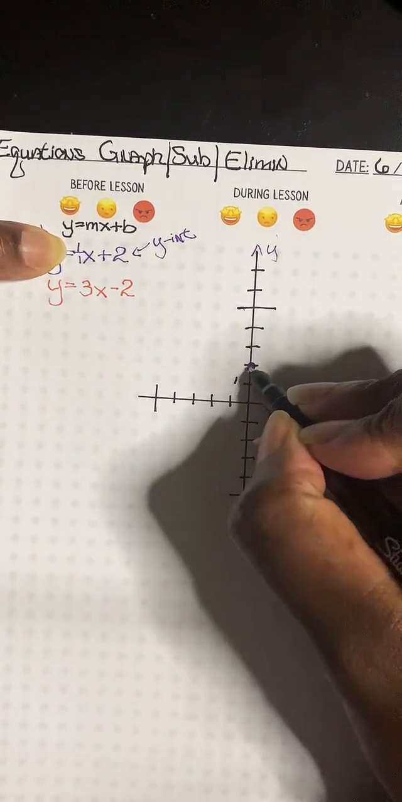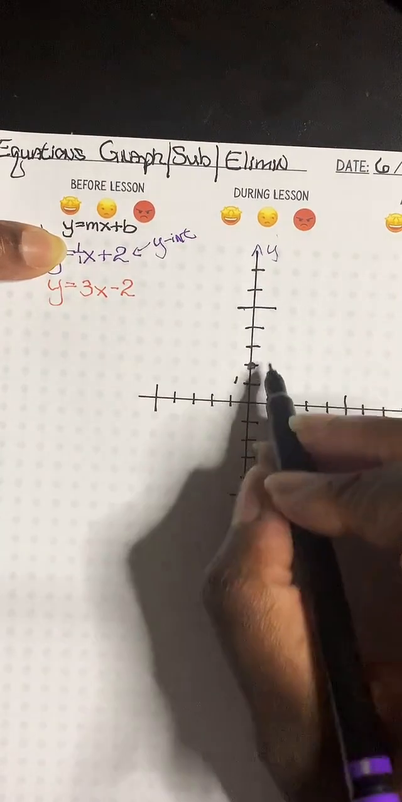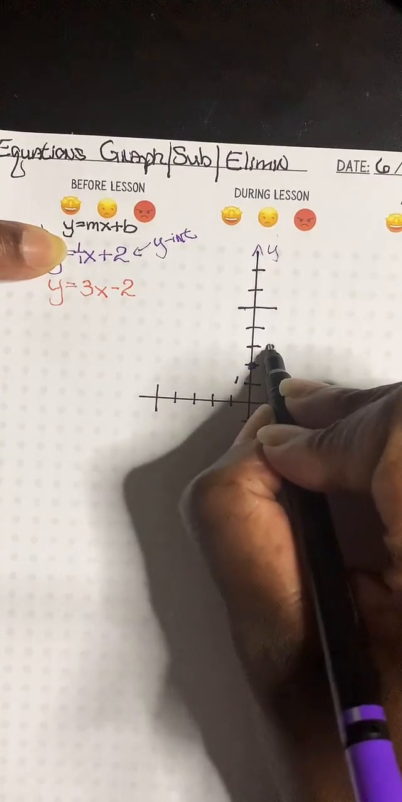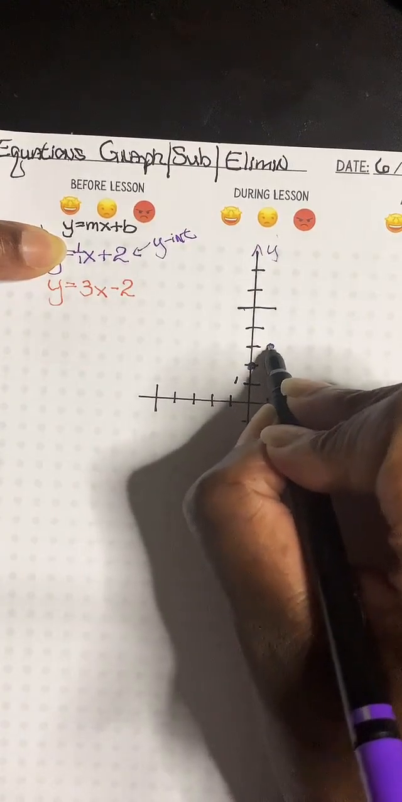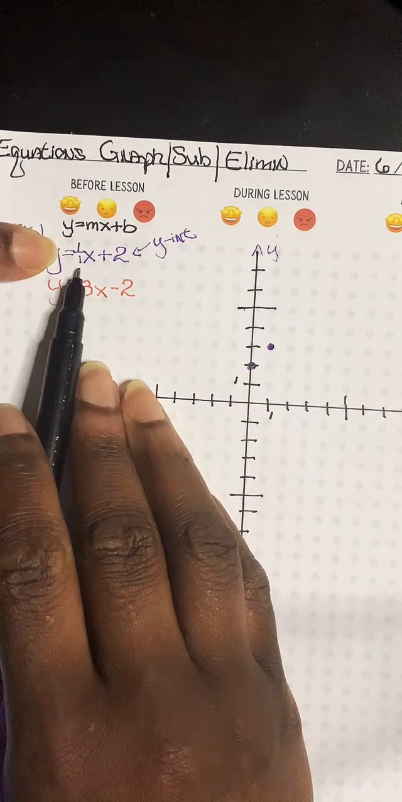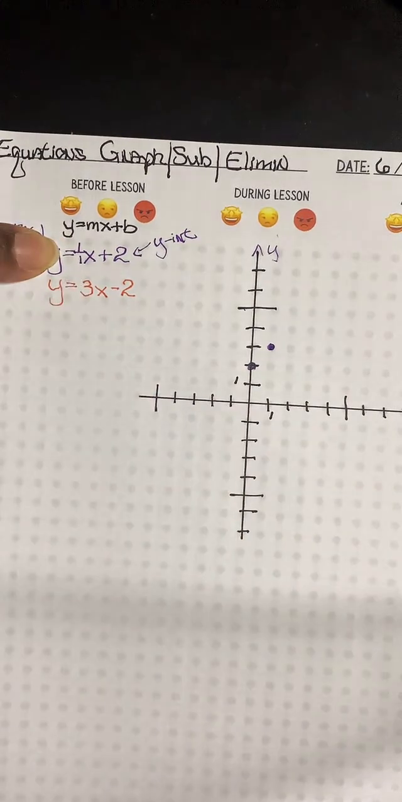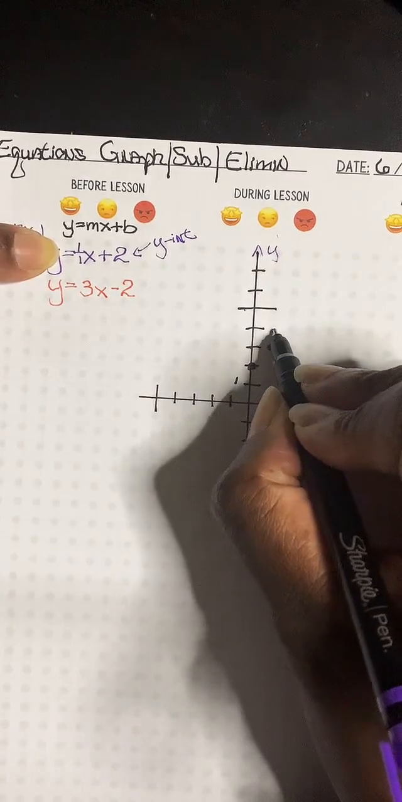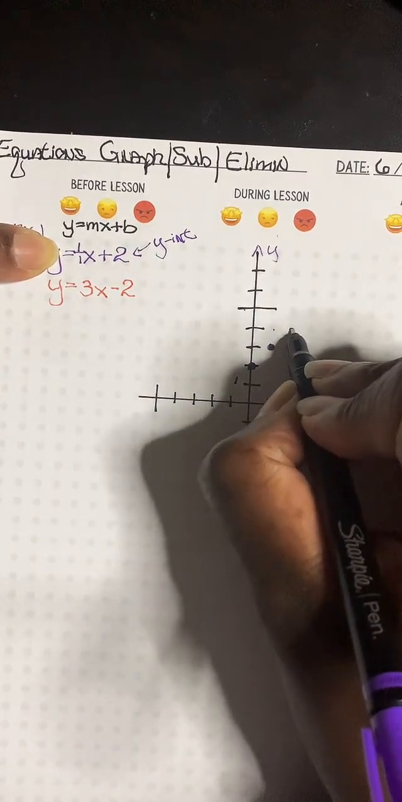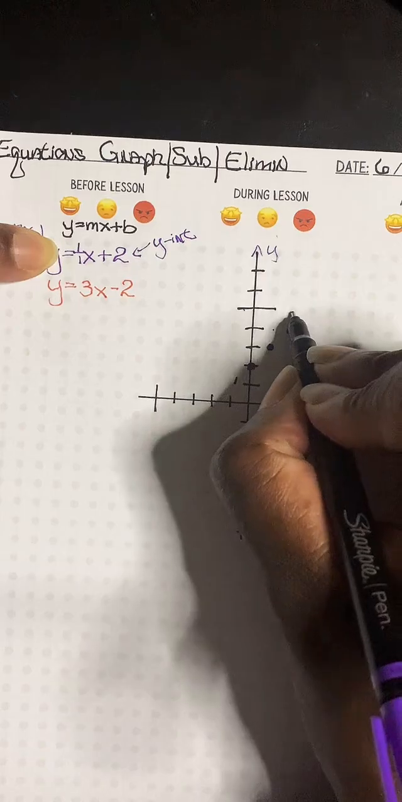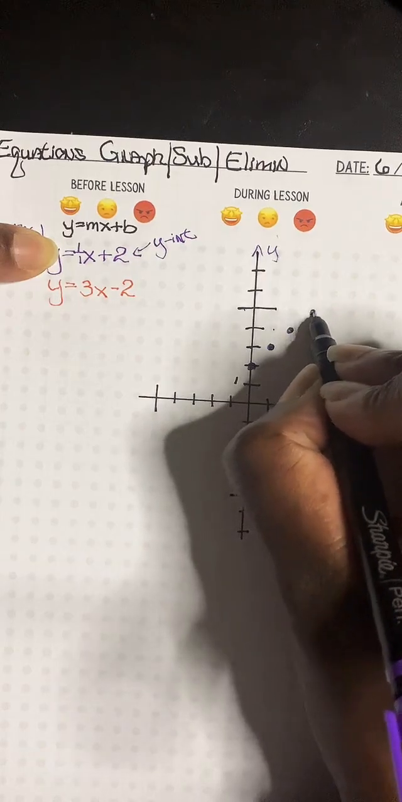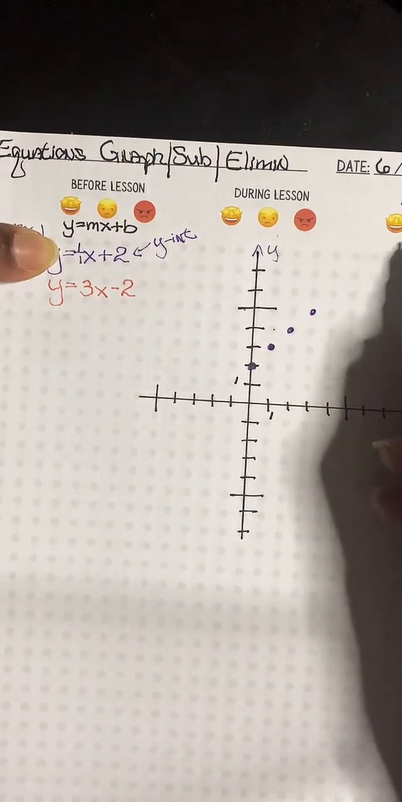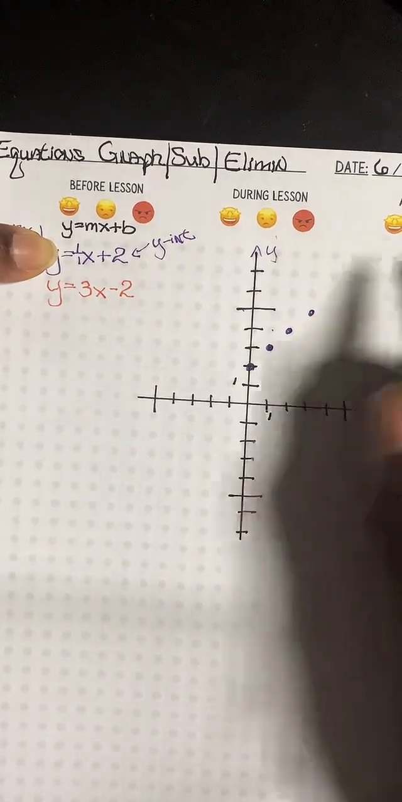So from here, I'm going to go up 1 because it was a positive 1, and to the right 1 because it is a positive 1. It's a positive slope. There's no negative sign in front. From this point, I could do the same thing: up 1, to the right 1. I can keep going up 1 to the right 1. As you can tell, I can keep going all the way to infinity.